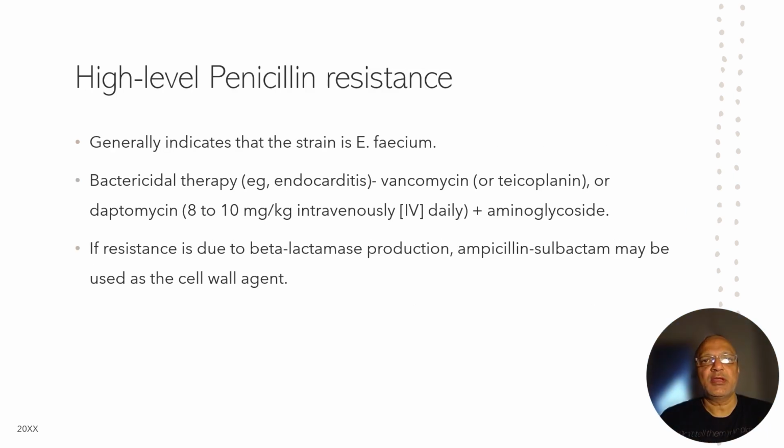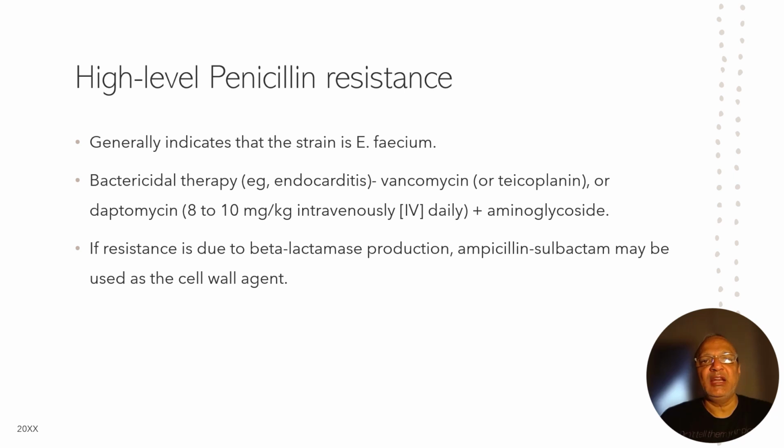High-level penicillin resistance generally indicates that the species is Enterococcus faecium. In the setting of infections due to such organisms with high-level penicillin or ampicillin resistance, and where bactericidal therapy is needed, like in patients with endocarditis, either vancomycin or teicoplanin or daptomycin in the dose of 8 to 10 mg per kg intravenously daily could be used with an aminoglycoside.